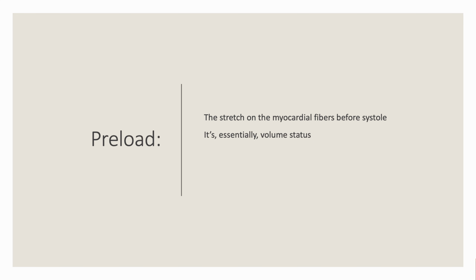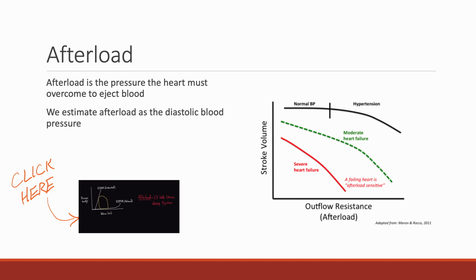It essentially is volume status. When we talk about preload, we're talking about volume status. That's what's affected by it. And we talk about the end diastolic pressure, because that's what we can measure. It's hard to measure the volume, right? But pressure is close enough, and we're going to use that as our metric.